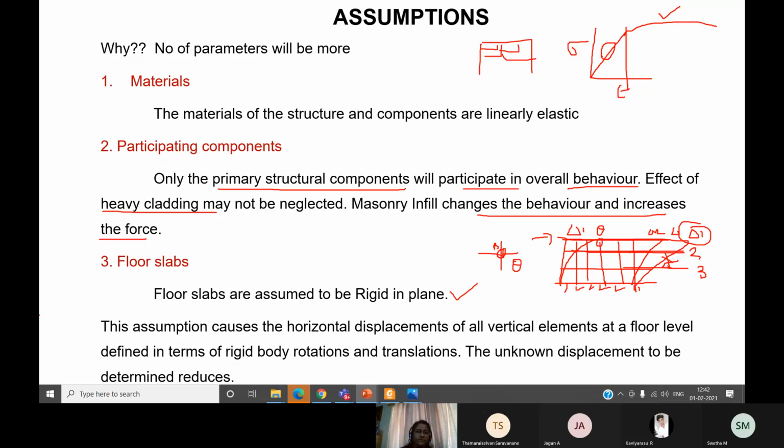That is why this assumption causes the horizontal displacements of all vertical elements, these are the vertical elements, at a floor level to be defined in terms of rigid body rotations and translation. That is, only one rotation and one deformation is taken into consideration. Is this clear? Understood?